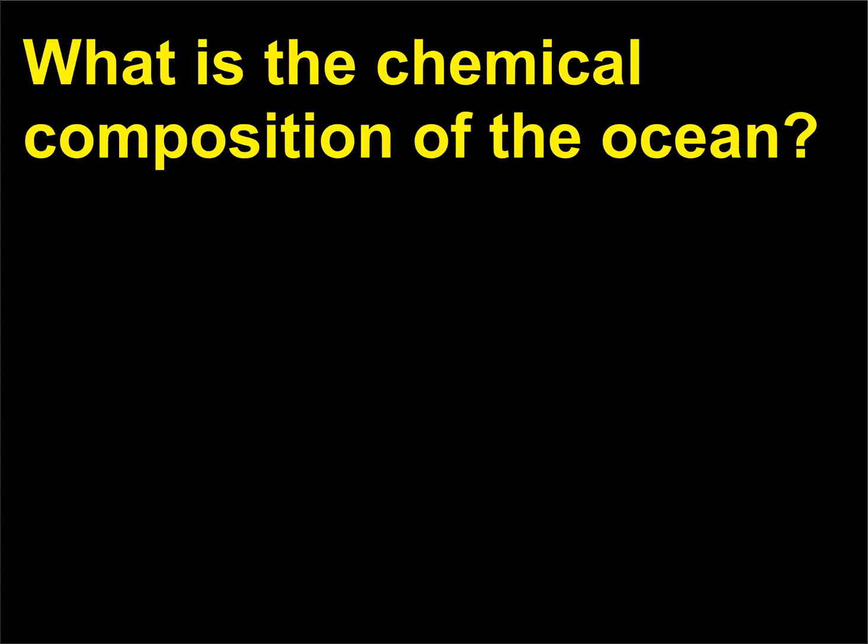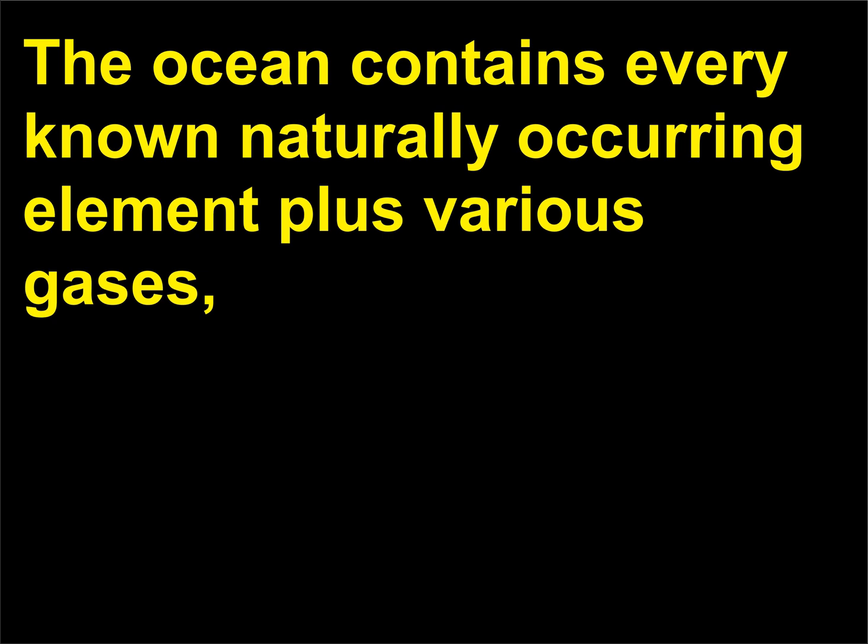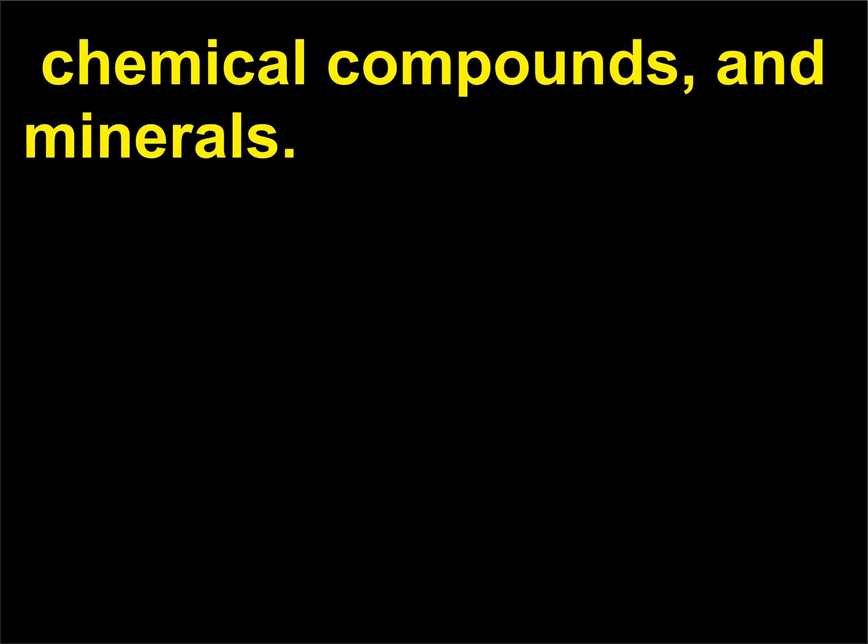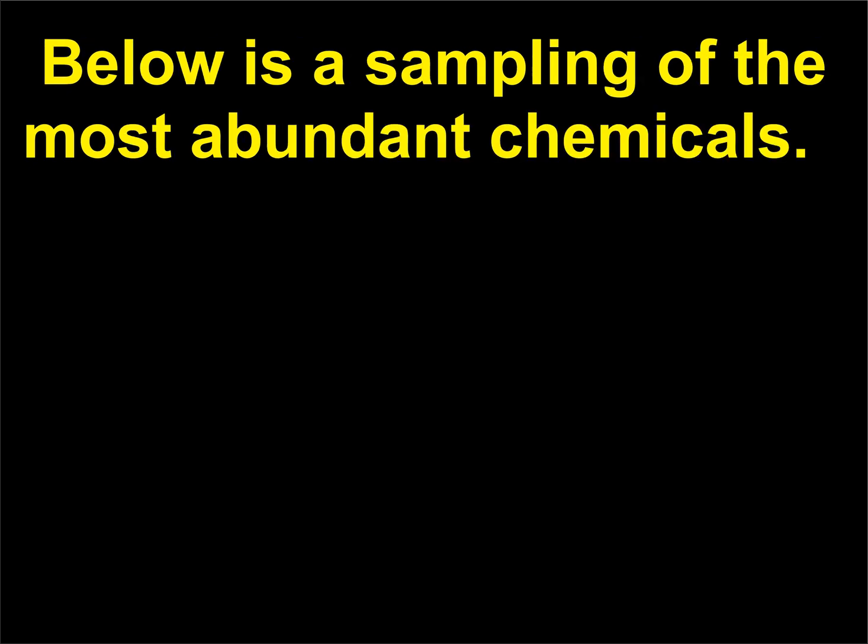What is the chemical composition of the ocean? The ocean contains every known naturally occurring element plus various gases, chemical compounds, and minerals. Below is a sampling of the most abundant chemicals.